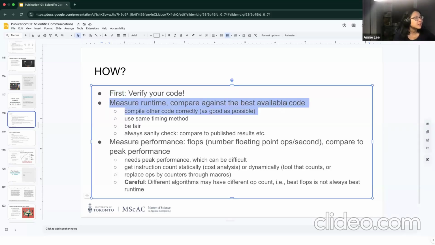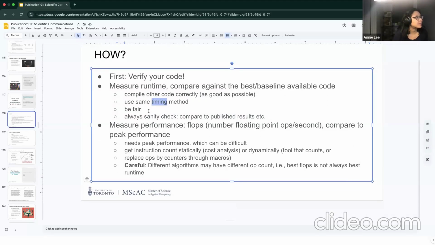Make sure you measure your runtime and compare against the best available code. So if you're comparing models, make sure you compare against the best, or in this case, baseline code that's available. So Notion, your baseline is text ChatGPT. And Vivian, your baseline is probably the previous code from York and Adia. Make sure it's compiled, and when you are clocking the time, make sure you use the same timing method to track the time. Be fair, and also for a sanity check, compare the published results.